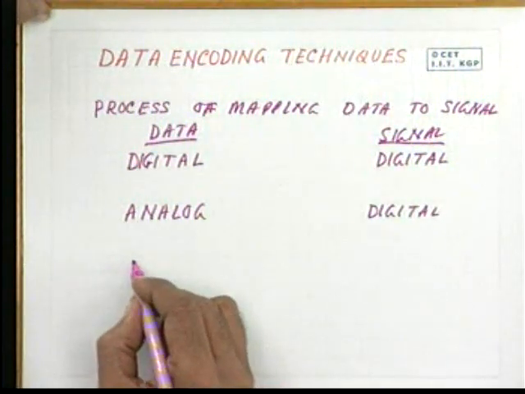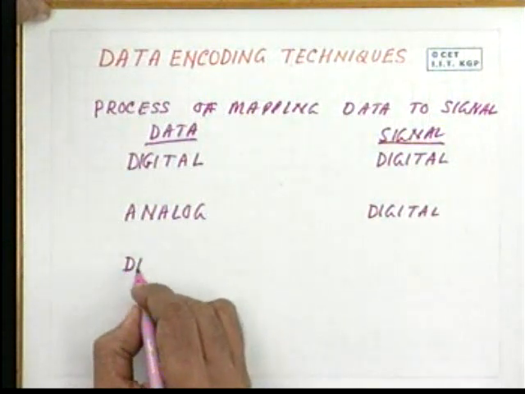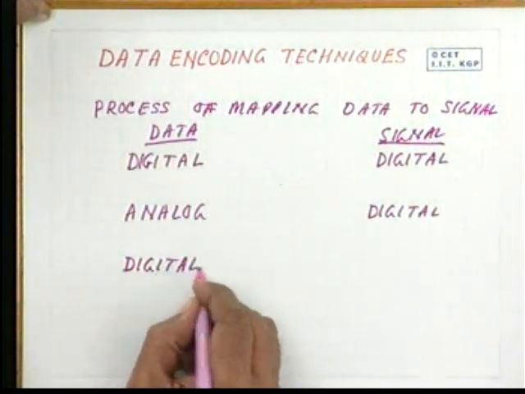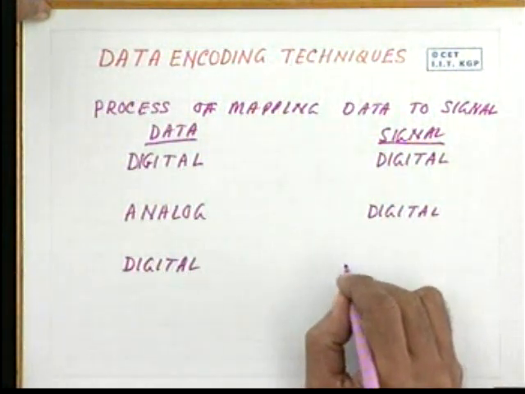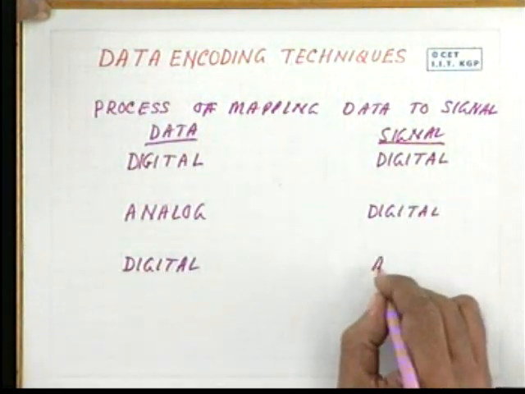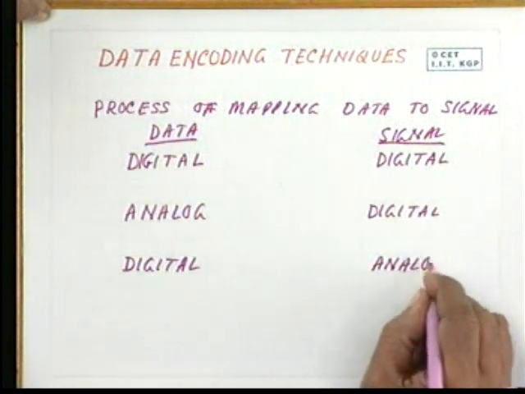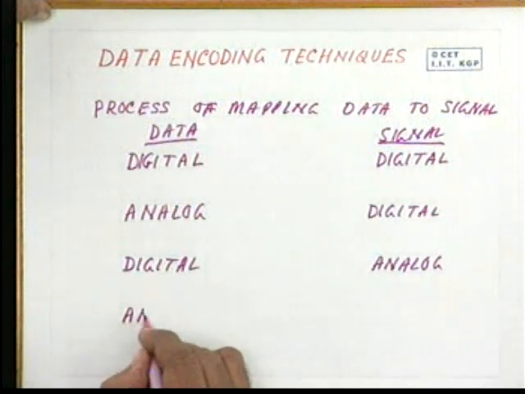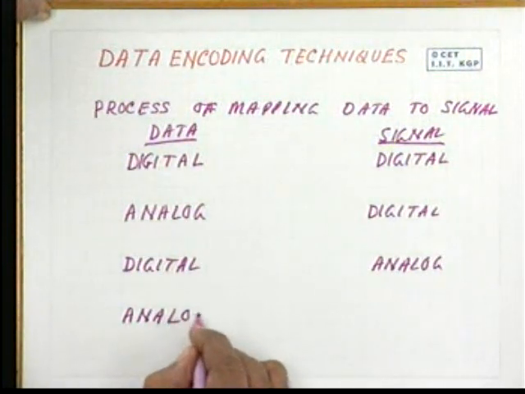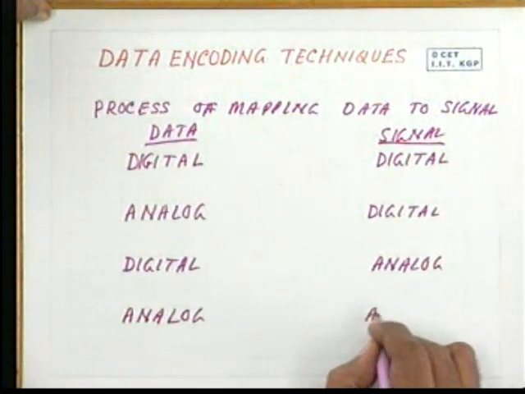Other alternatives are, you have got digital data and then your signal can be analog, or your data can be analog and signal can also be analog.